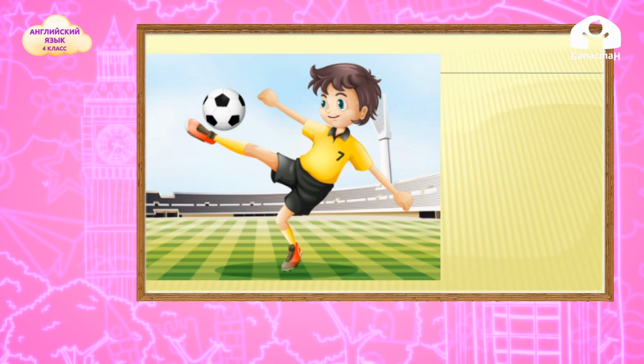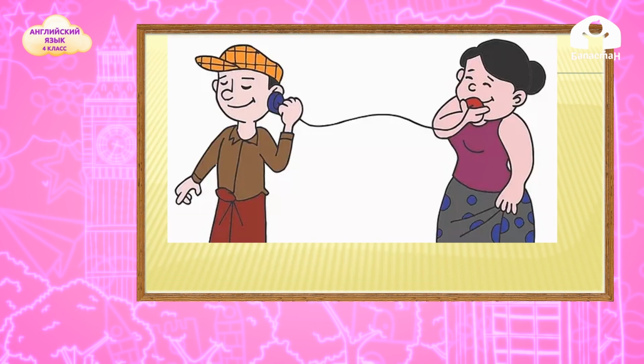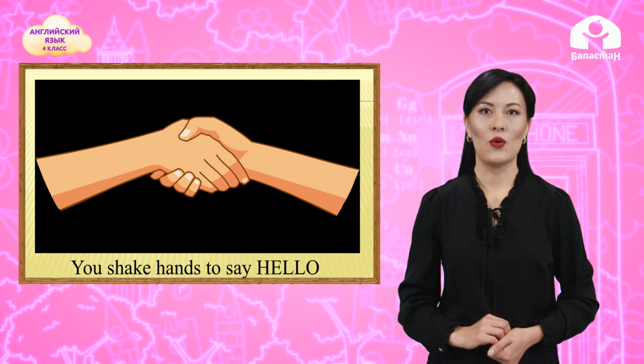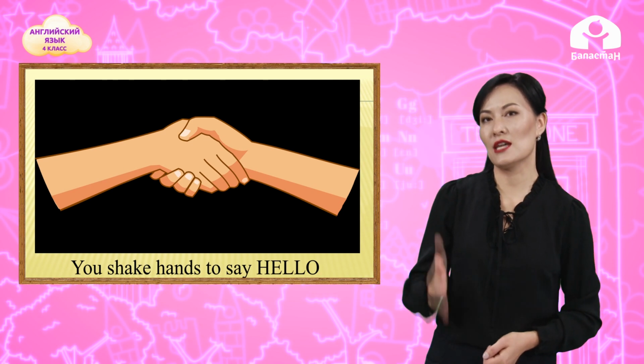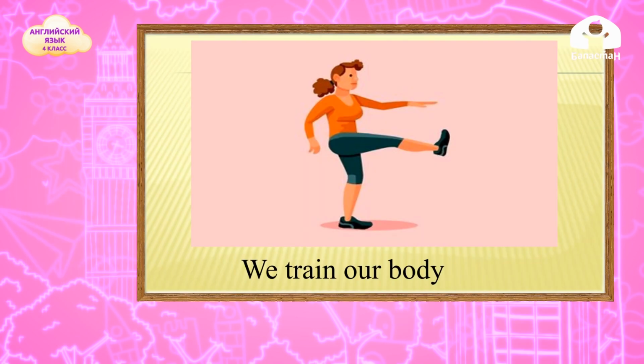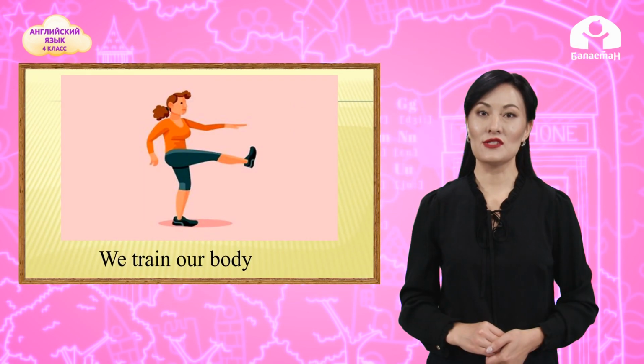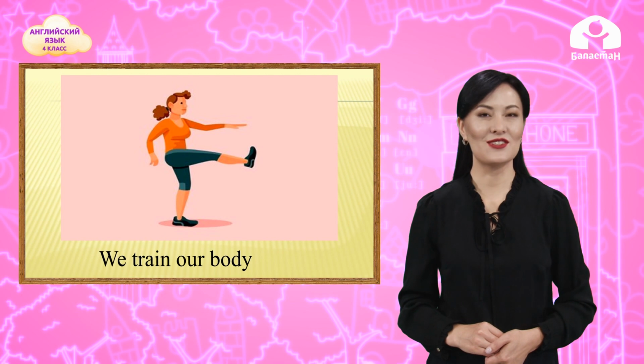Next, what sentence can you make? Look, we kick the ball with the foot. Right. Another one. We hear with our ears. We speak with our mouths. Next, when we meet, we shake hands to say hello. And the last one is, we train our body. Write your sentences into your notebooks and show them to your teachers. Okay? Good job!